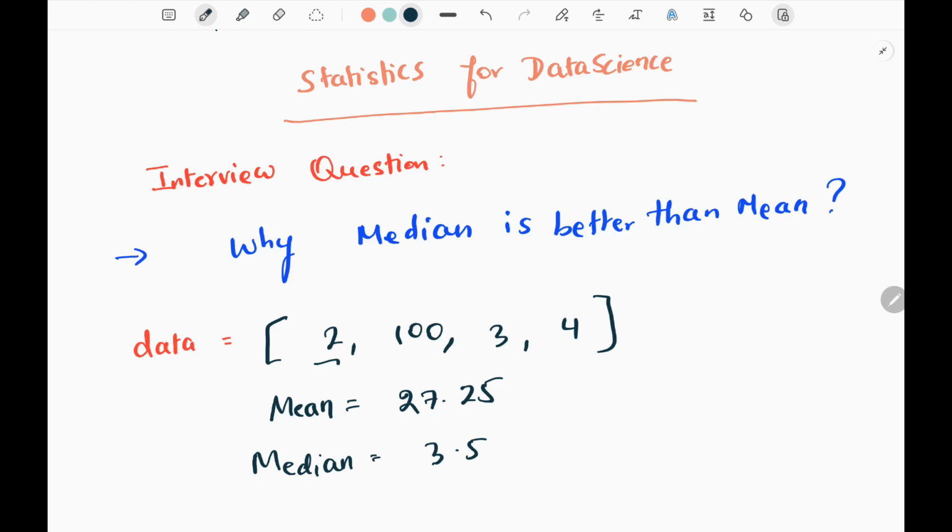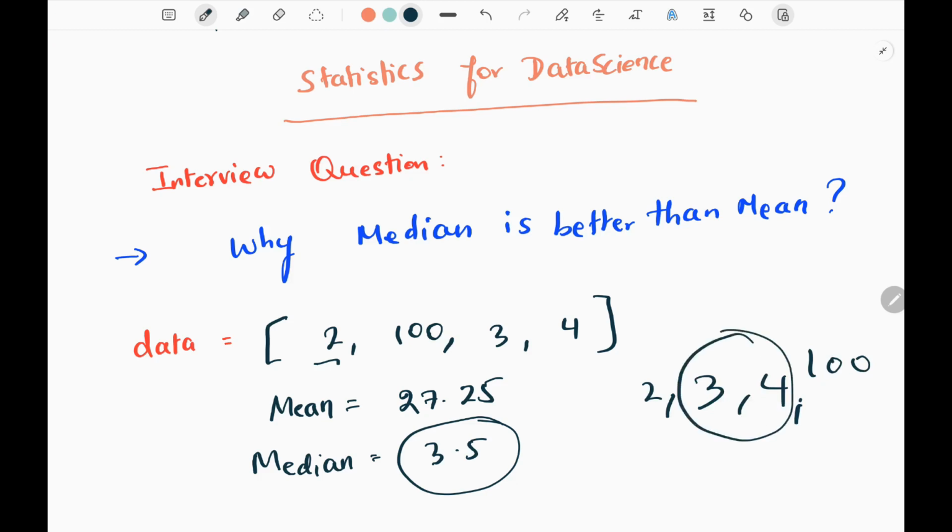Whereas if you look at the median, it is not impacted. It is somewhere between the normal values, 3.5. The reason is that when we sort the data, the extreme outlier will end up moving to the last, right? And we are just picking the middle value. So in this way, we are going to avoid outliers. That is the reason why median is better than mean, right? So that is the way to answer this particular question.